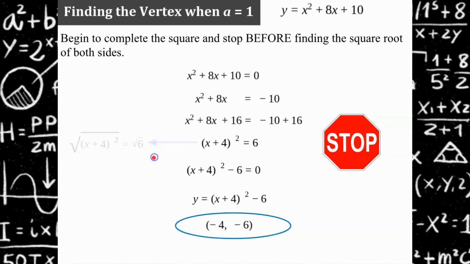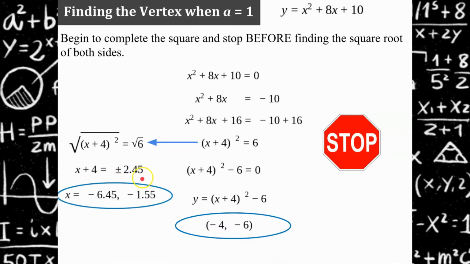Now, I'm going to go back up here, and I'm going to say, finish completing the square. So here's where I stopped, and I'm going to go back over here and take the square root of both sides. So x plus 4 equals positive and negative 2.45, because the square root of 6 is positive and negative 2.45. Subtract 4 from both sides, getting me my two roots of -6.45 and -1.55. Noting again, I always round to the nearest hundredth.